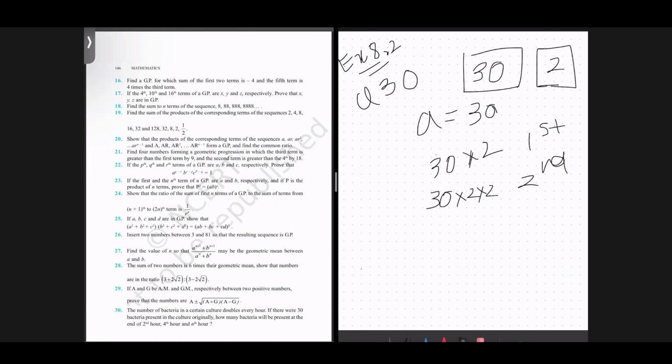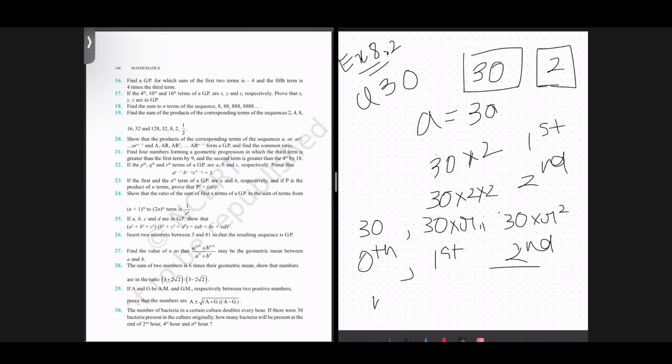Correct? So the question now will be at the end of second hour. At the 0th hour, the starting, you have 30 bacteria. At the end of first hour, you have 30 into r, which is 30 into 2. At the end of second hour, you have 30 into r square.